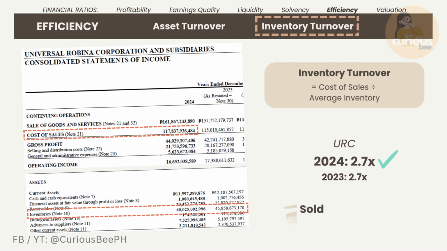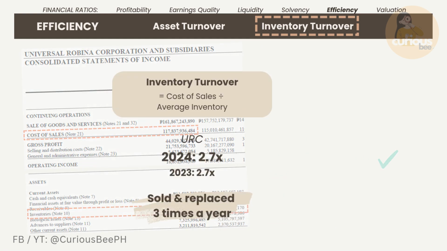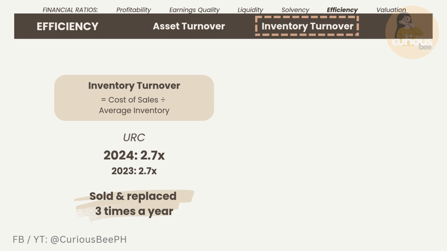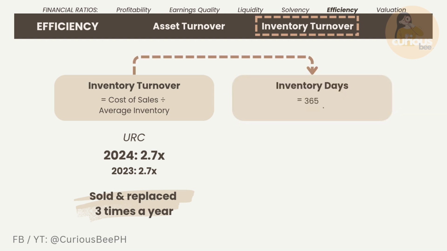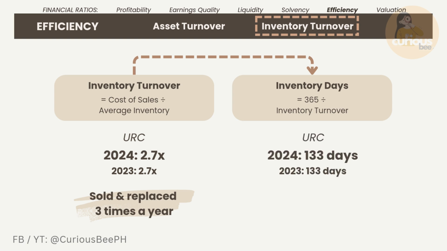This means that the company's inventories are sold and replaced 2 to 3 times per year. But what if we want to see this in number of days? We can turn this into days by dividing 365 by the inventory turnover ratio. Our sample company's inventory days is 133, which means it takes them 133 days to sell what they've produced. That's about 4 months. Is that too long?